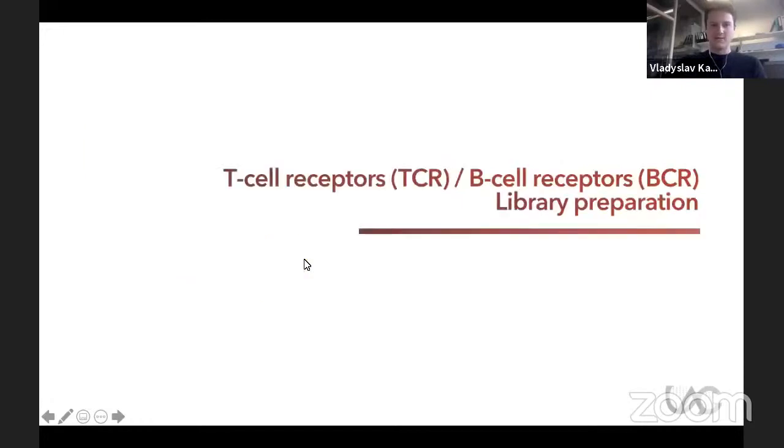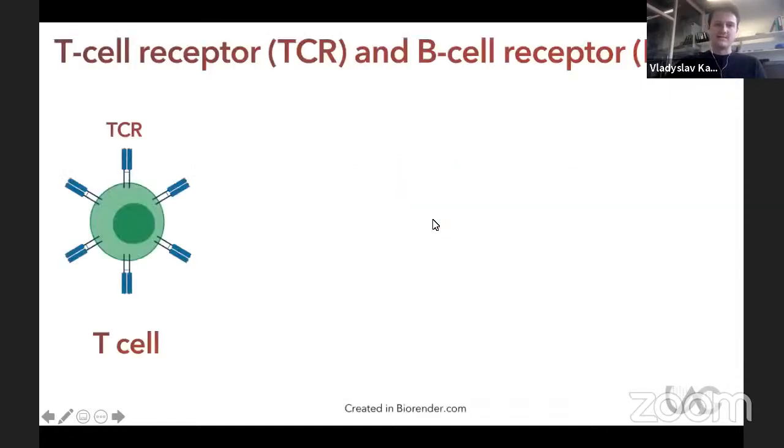So let's start with the T cell receptors and B cell receptors library preparation. And first of all, before we dive into the library preparation and all the techniques that can be used there, I would like to discuss a little bit with you what is a T cell receptor and what is the B cell receptor, what is the principle. So let's recapitulate a little bit the basics of immunology.